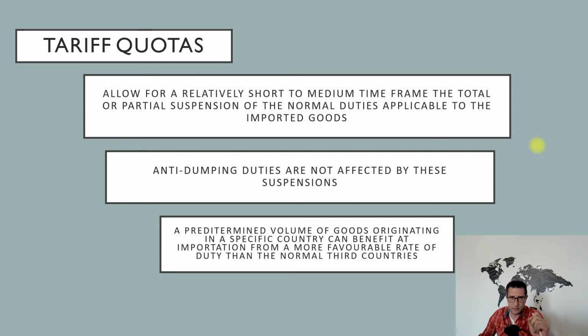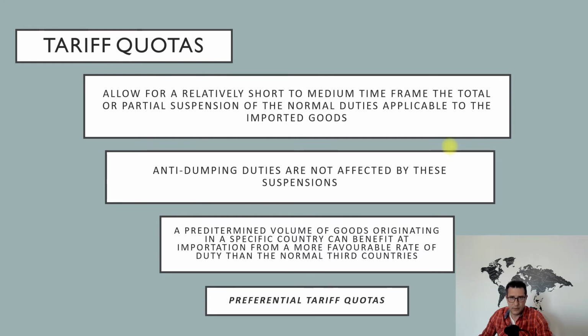And the way these preferential tariff quotas work is quite simple. A predetermined volume of goods originating in a specific country can benefit at importation from a more favorable rate of duty than the normal third countries. Of course, they are entitled to benefit only if the necessary evidence of origin is supplied. And because of this strict relation with the specific origin, these are called preferential tariff quotas.